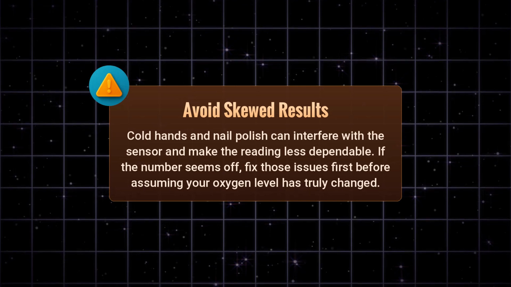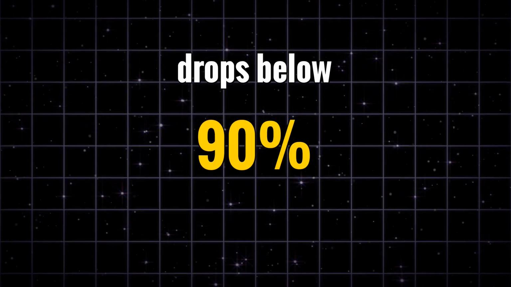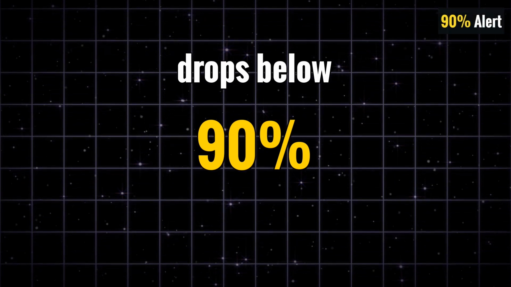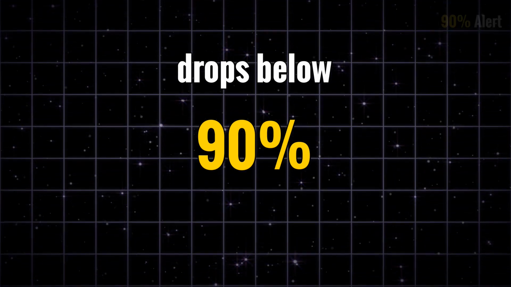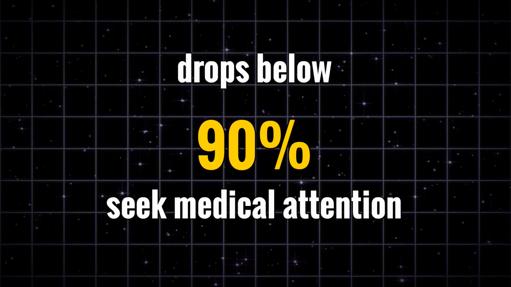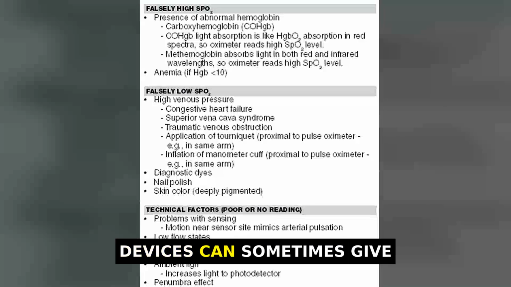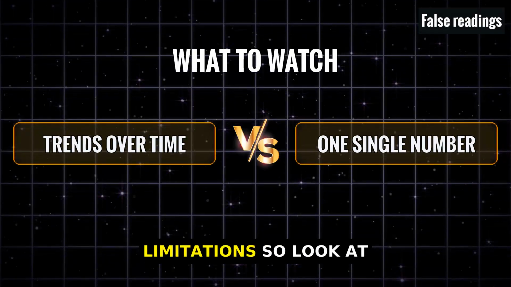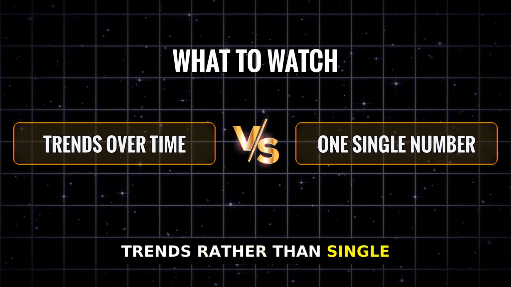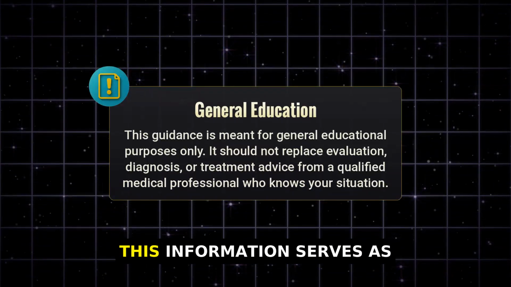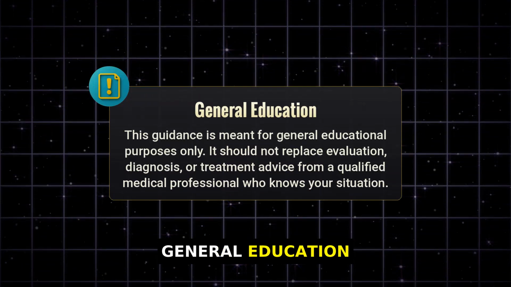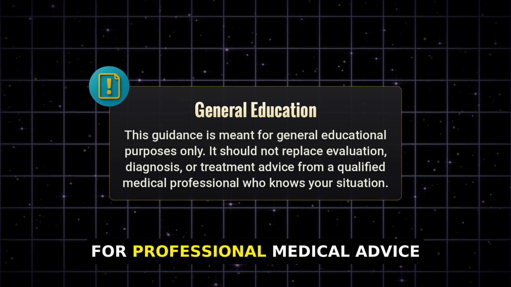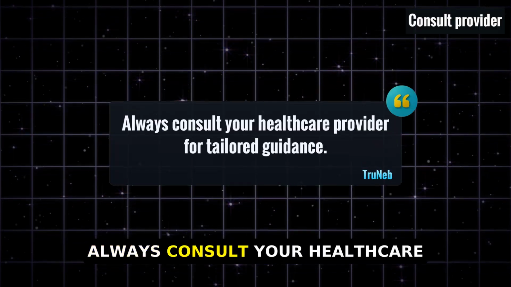If your SpO2 drops below 90% consistently, or if you experience severe symptoms like breathlessness or chest pain, seek medical attention immediately. Devices can sometimes give false readings due to user error or device limitations, so look at trends rather than single numbers. And remember, this information serves as general education, not as a replacement for professional medical advice. Always consult your healthcare provider for tailored guidance.